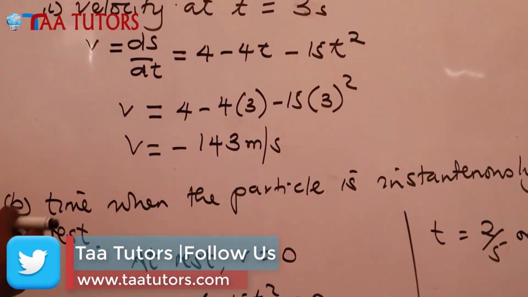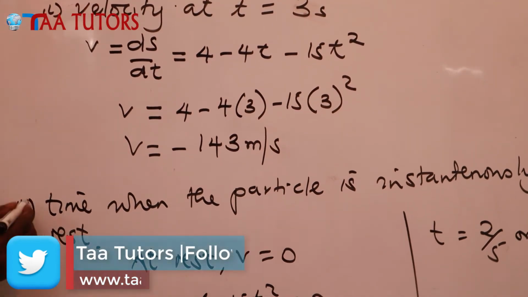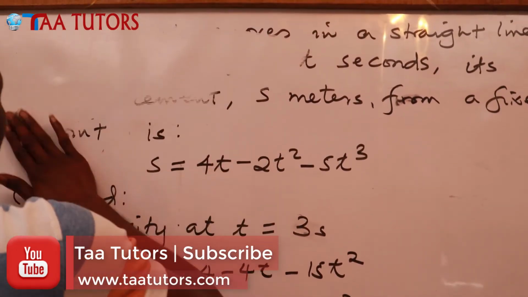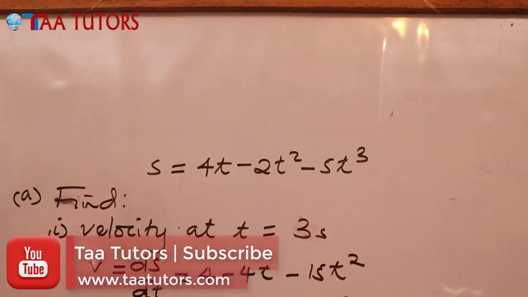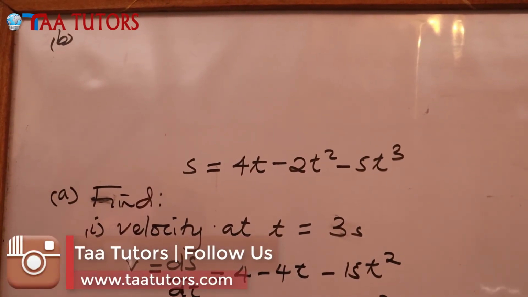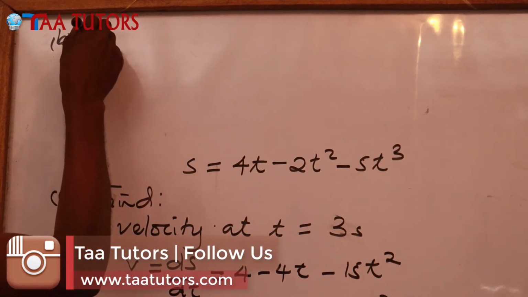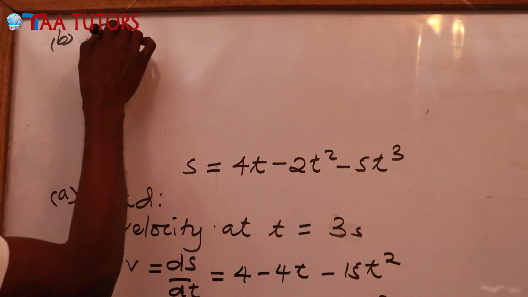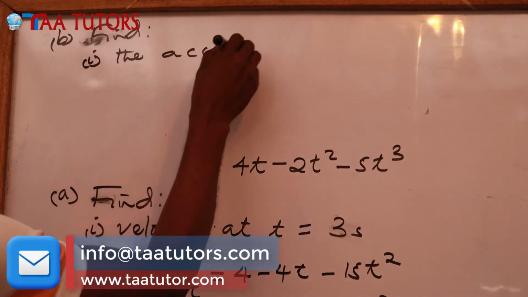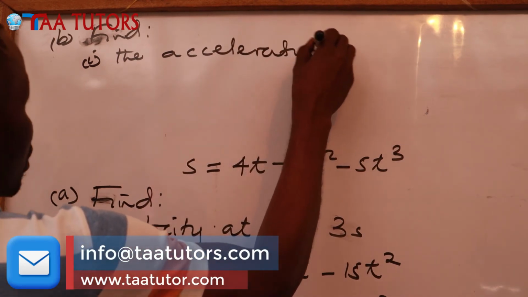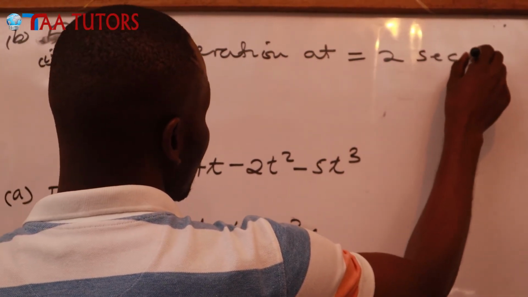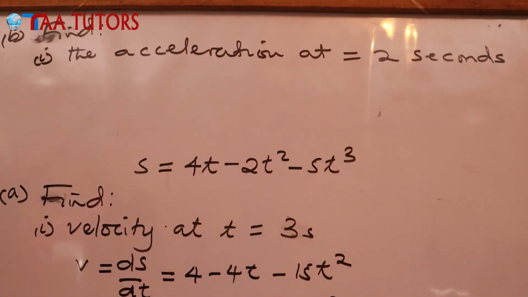Let us go to, this was supposed to be Roman 2, so let us go to part B of this question. Part B of the question is acceleration. Find, Roman 1, the acceleration at t equals 2 seconds.